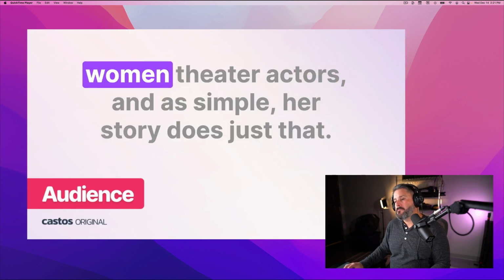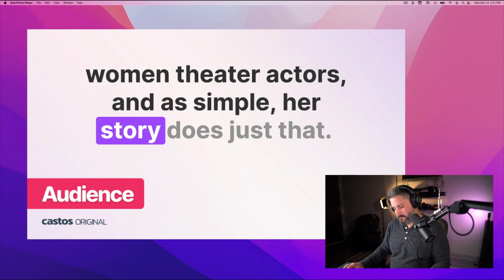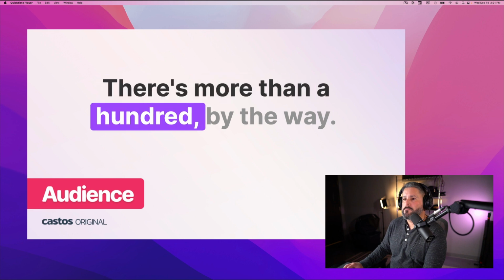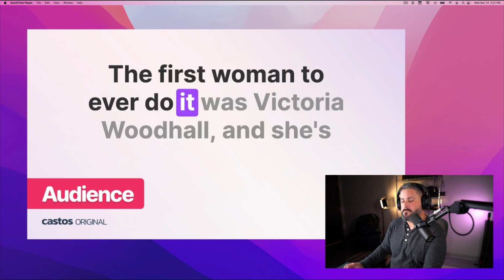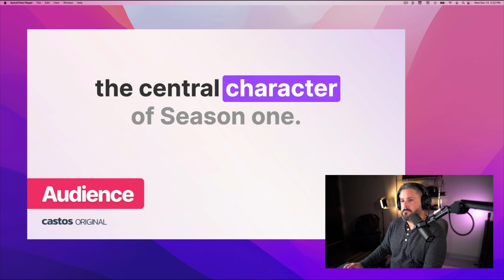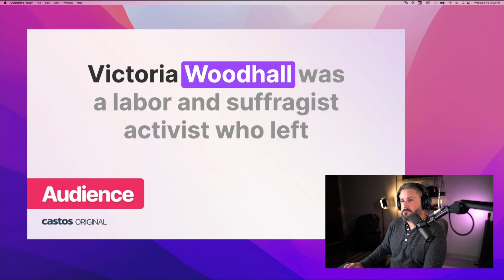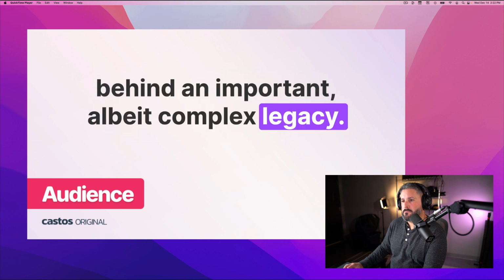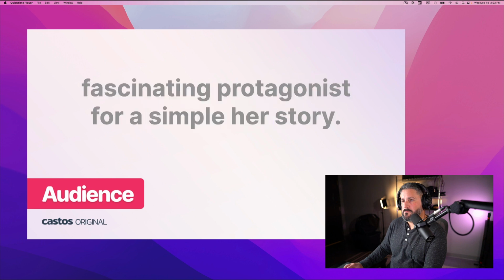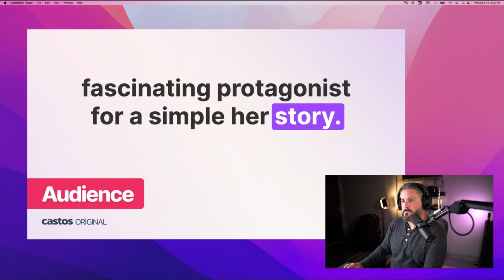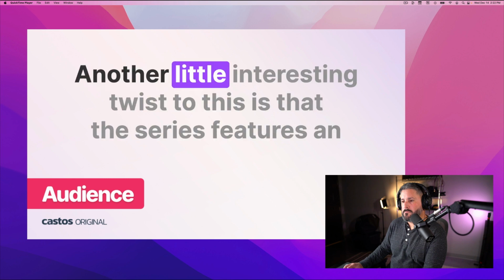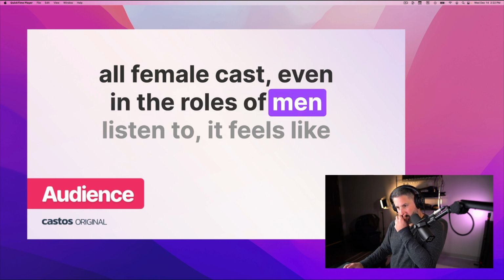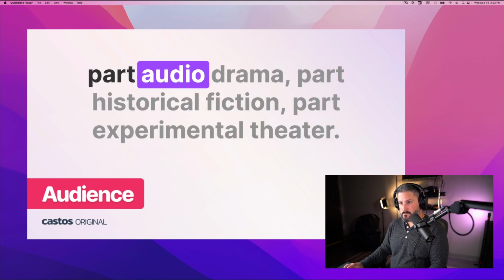That seeks to spotlight women theater actors. And A Simple Her Story does just that. It's about women who have run for president. There's more than 100, by the way. The first woman to ever do it was Victoria Woodhull, and she's the central character of season 1. Victoria Woodhull was a labor and suffragist activist who left behind an important, albeit complex legacy. As it turns out, she also makes for a fascinating protagonist for A Simple Her Story. Another little interesting twist to this is that the series features an all-female cast, even in the roles of men. To listen to it feels like part audio drama, part historical fiction, part experimental theater.